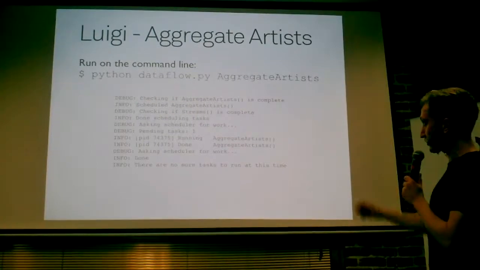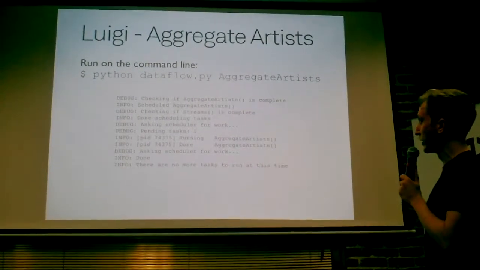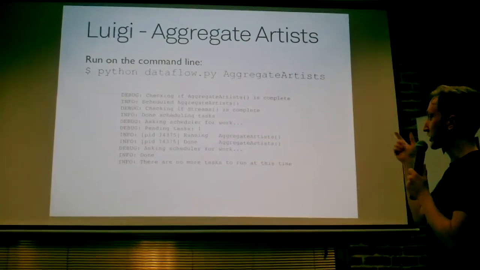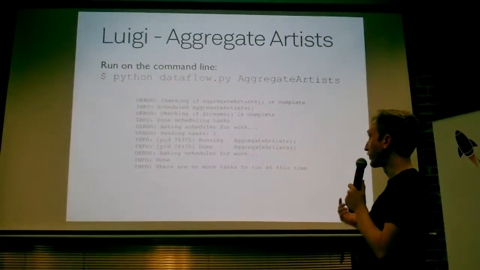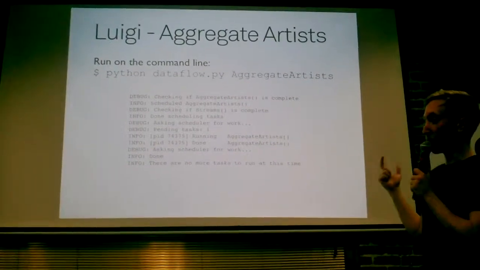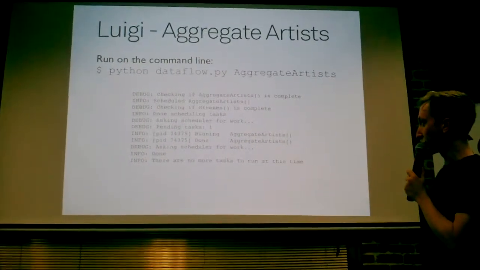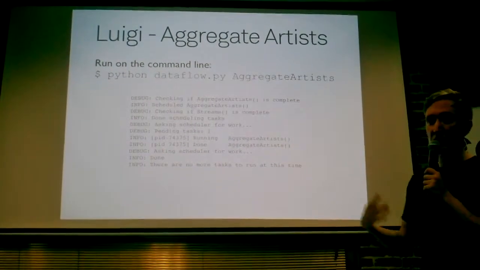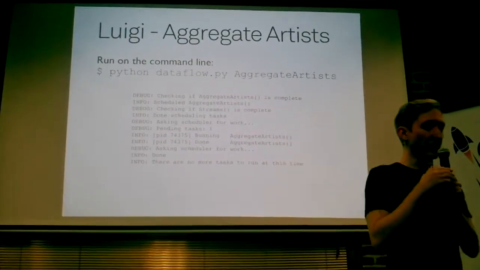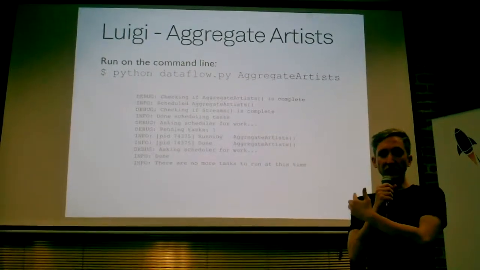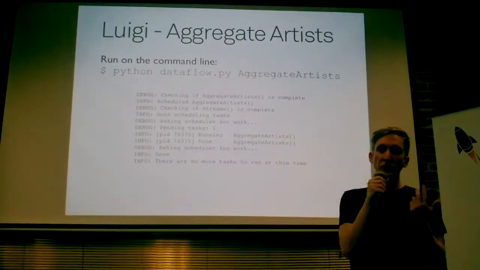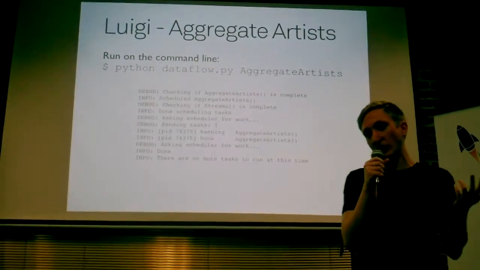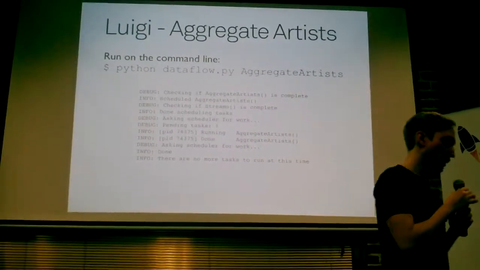It will first check if Aggregate Artist exists. If it doesn't exist, as in this case, then we'll check if the requirements exist, which would be streams. And when it's checked all the requirements, it will start to actually schedule running all the tasks. In this case, it will run Aggregate Artist, and then it will be done and exit. The next time you would run this, if you would run it immediately afterwards, it will not run anything, because in the first step it will check if Aggregate Artist exists, and it will already exist, so nothing will be run.